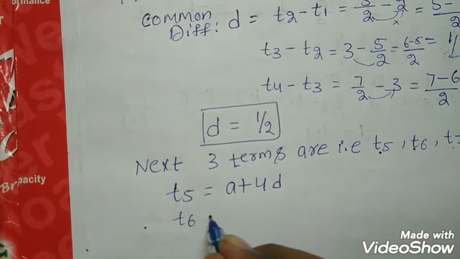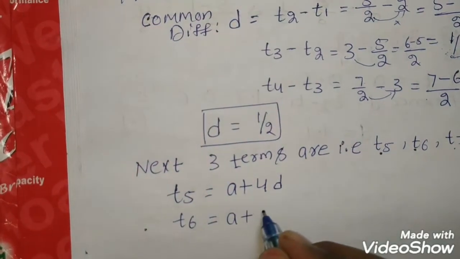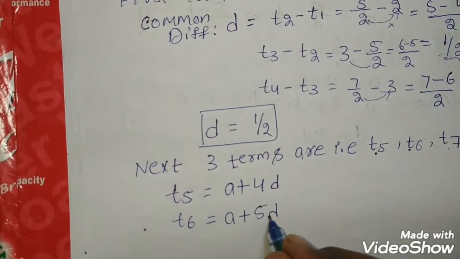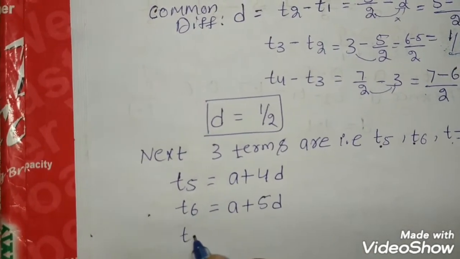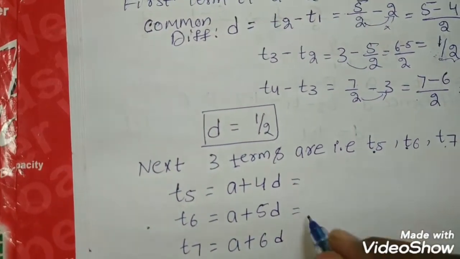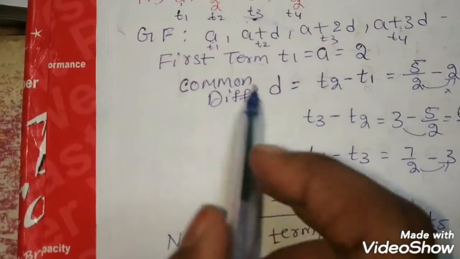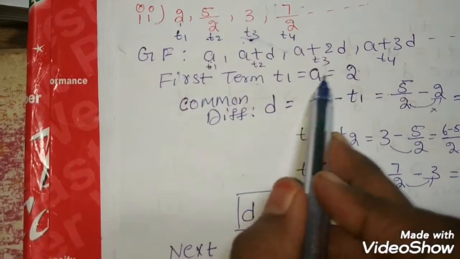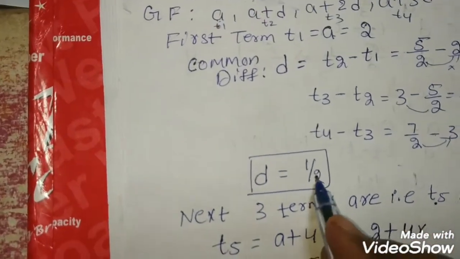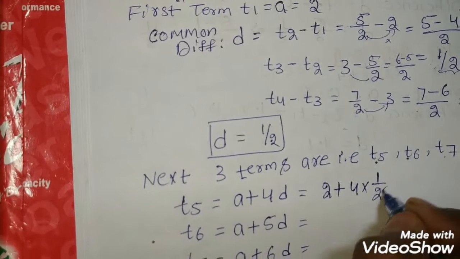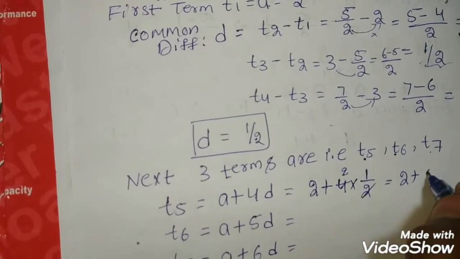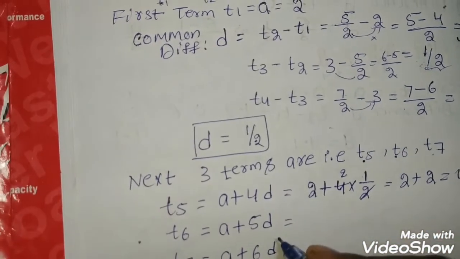Next, if they ask term 6, you have to write A plus the preceding number, that is 5D. Preceding number means the number before. What is term 7? A plus 6D. Check here. What is A here? A is 2. 2 plus 4 into, what is D here? 1 by 2. So cancel. 2 twos are 4. 2 plus 2 into 1, we get 4.